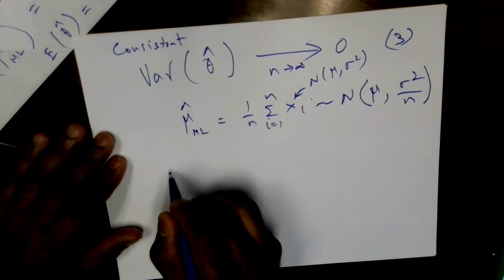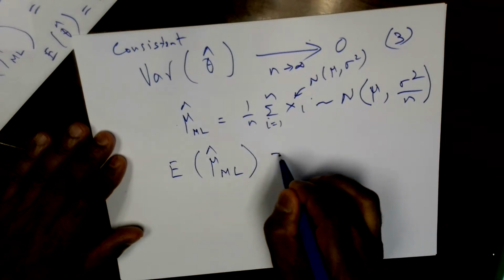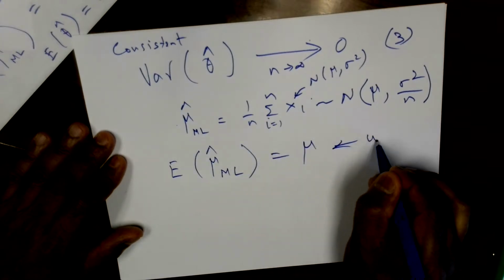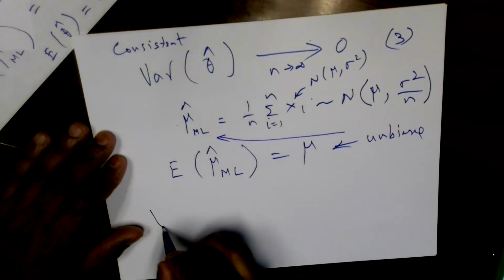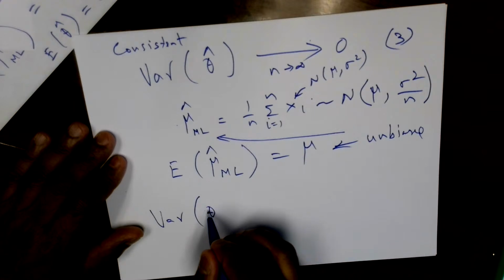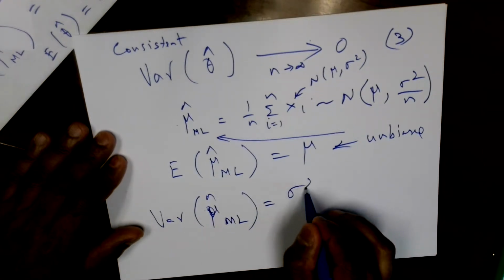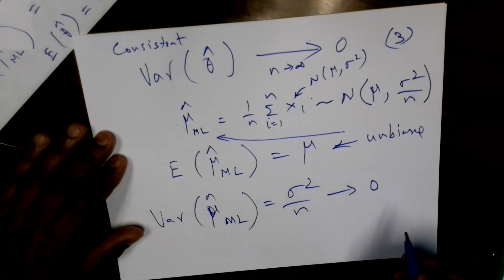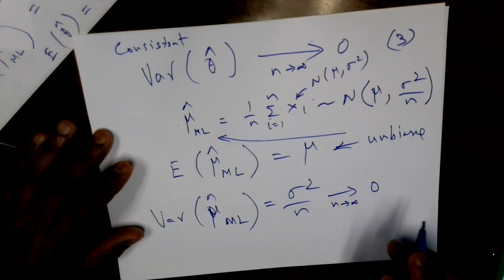So actually we worked out the mean here. We know that the mean is mu. So this is unbiased. It's an unbiased estimator, and this is the variance of mu hat ml. You can work it out anyway. I have it here. Also we see that it goes to 0, because as n becomes large, it goes to 0. So that's a good property to have.